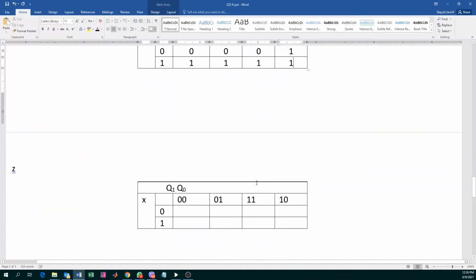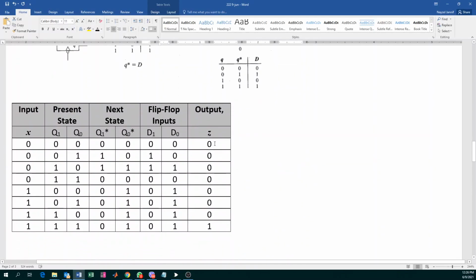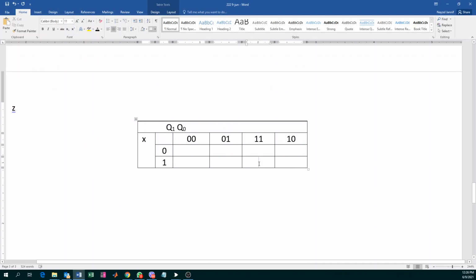All right. Now let's look at Z. Oh, everything is 0 except for 111, right? Which was expected. 111 is 1. Everything else is all 0.